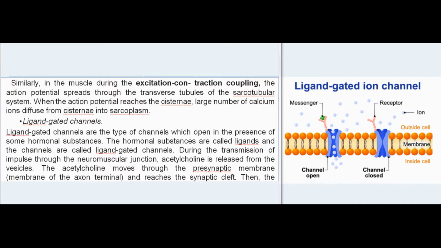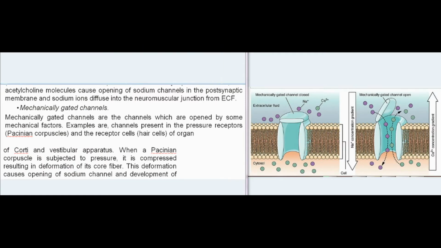Ligand-gated channels. Ligand-gated channels are the type of channels which open in the presence of some hormonal substances. The hormonal substances are called ligands and the channels are called ligand-gated channels. During the transmission of impulse through the neuromuscular junction, acetylcholine is released from the vesicles. The acetylcholine moves through the presynaptic membrane of the axon terminal, and reaches the synaptic cleft. Then, the acetylcholine molecules cause opening of sodium channels in the postsynaptic membrane and sodium ions diffuse into the neuromuscular junction from ECF.